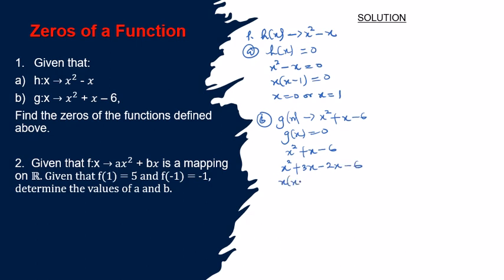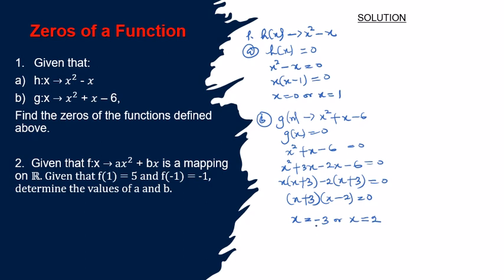So we have x into x plus 3 minus 2 into x plus 3. So we have x plus 3 into x minus 2 equals to what? Which is equal to what? 0, right? Good. Remember, equals to 0. So what are the zeros of this function? x equals to what? Negative 3 or x equals to what? 2. So minus 3 and 2 are the zeros of this function x squared plus x minus 6, right?